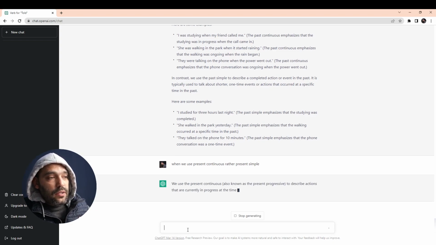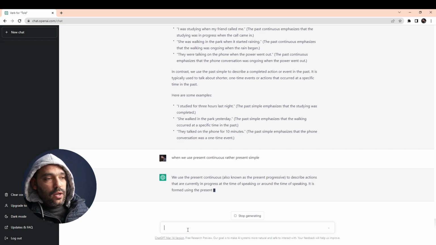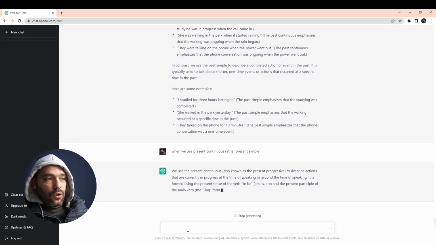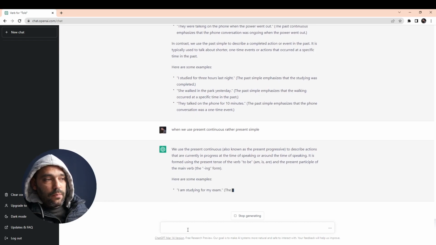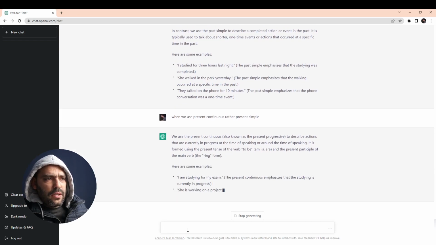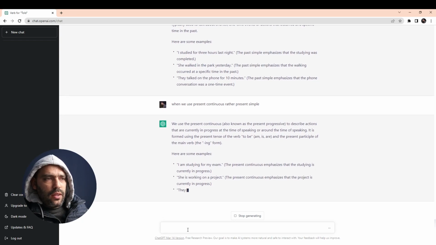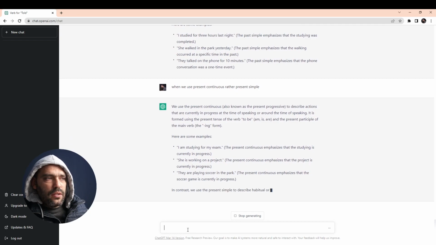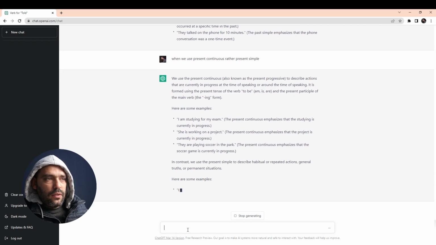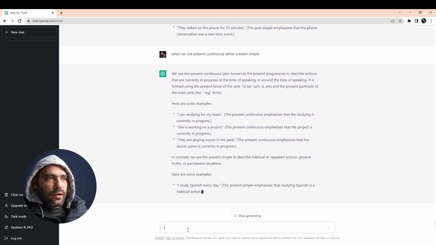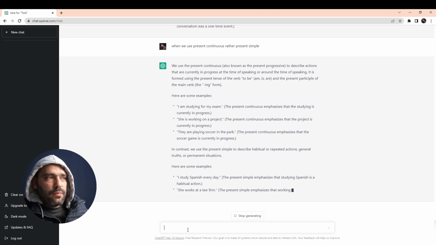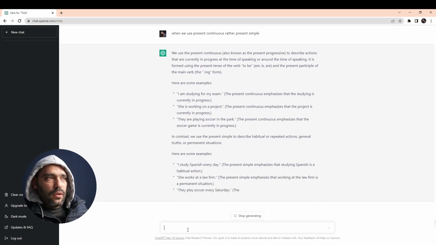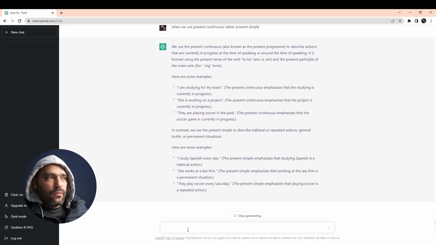We use the present continuous, also known as the present progressive, to describe actions that are currently in progress at the time of speaking or around the time of speaking. It is formed using the present tense of the verb to be, am, is, are, and the present participle of the main verb, the -ing form.